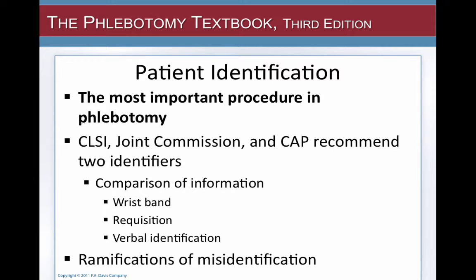For instance, if a patient is misidentified and you're doing a blood bank procedure where that patient is going to receive a transfusion of blood, and you accidentally misidentify that patient and they get the wrong blood type, that could kill them, easily kill them. So that's a severe case of misidentification. So you want to make sure that you understand that the most important procedure in phlebotomy is patient identification.